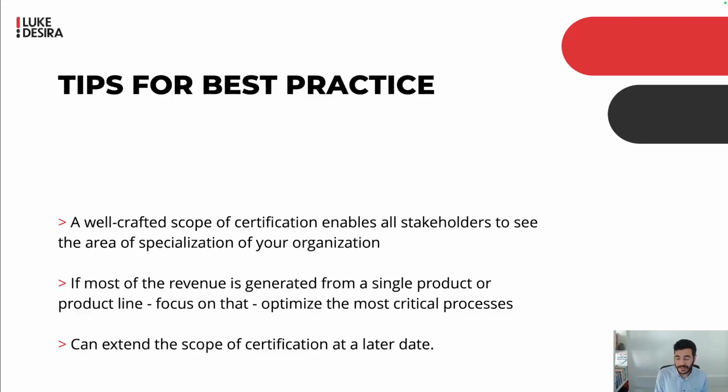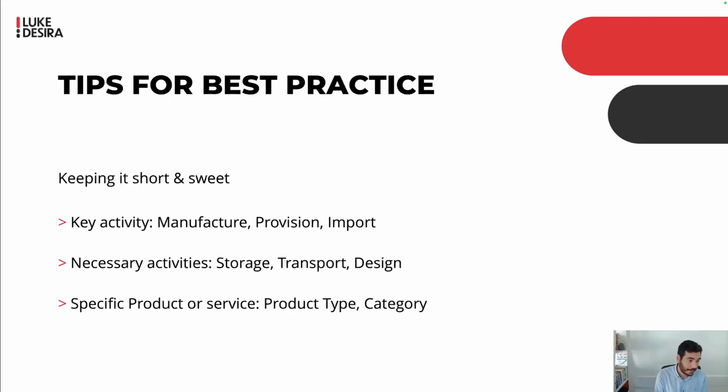I also wanted to mention that if you get certified for 3 of, for example, your 10 services, so let's say that you have 10 services as a company, but you choose to start your certification process by including 3 of these services, you can extend the scope of certification to include other products and services further down the line. Okay, so there aren't any restrictions to that whatsoever.